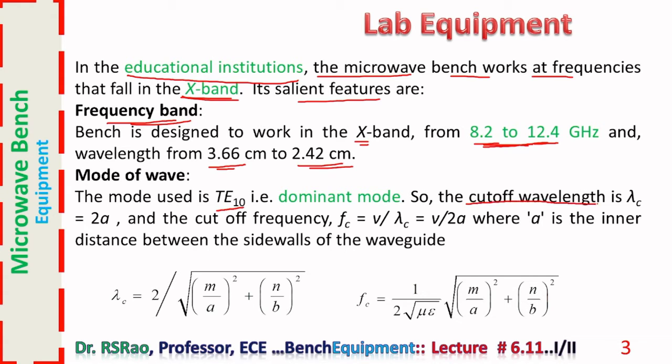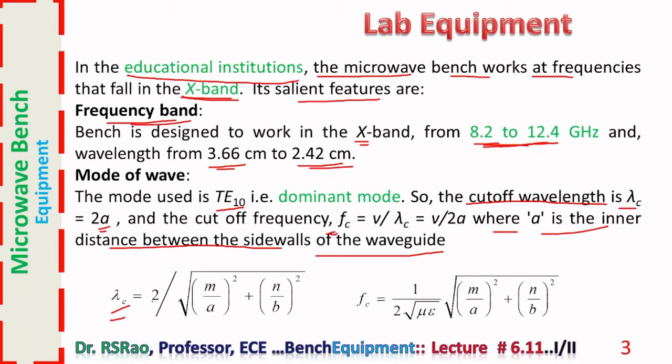The cutoff wavelength is lambda c, and it is equal to 2a. In case of dominant mode wave propagation, cutoff wavelength lambda c is equal to 2a and cutoff frequency fc is equal to v by lambda c, equal to v by 2a, where a is the inner distance between the side walls of the waveguide. There is an expression for cutoff wavelength that is given here.